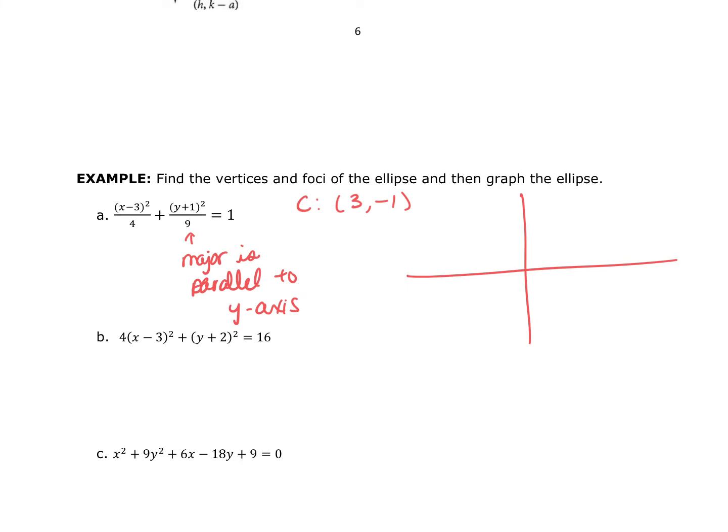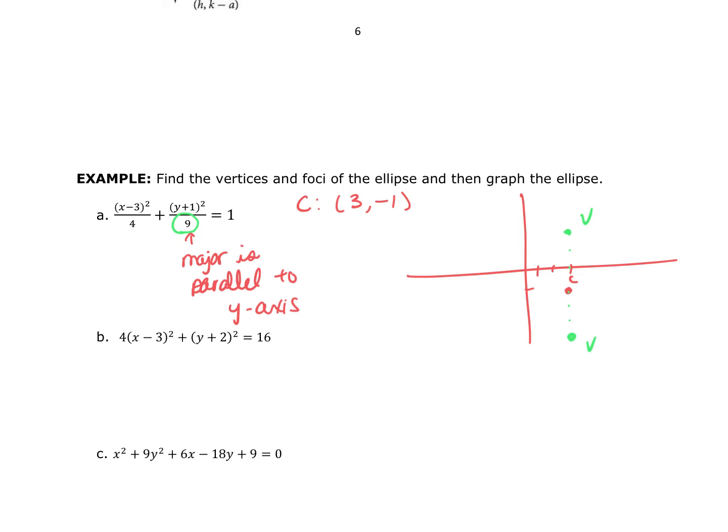So I'm going to go ahead and start that graphing. So I'm going to go to positive 3, negative 1. So here's where my center is. I'm going to label that my center. Now from the center, I'm going to count out the square root of 9 in either direction in the y direction. So I'm going to go 1, 2, 3. Here's where my vertex is, and then I go 1, 2, 3. Here's where my other major vertex.